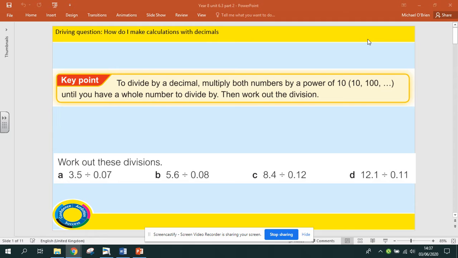Don't pick up a calculator. Pause the lesson, answer the questions, turn it back on when you're ready to see the answers.